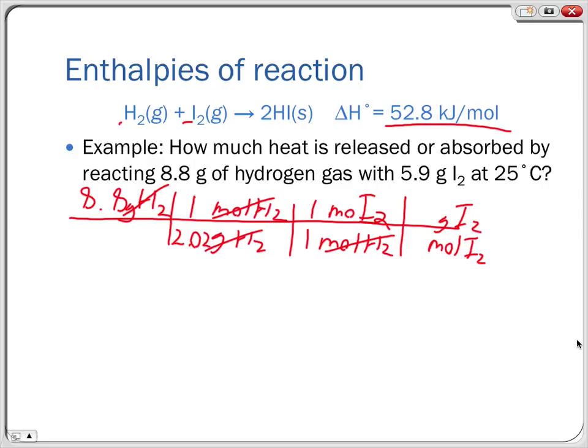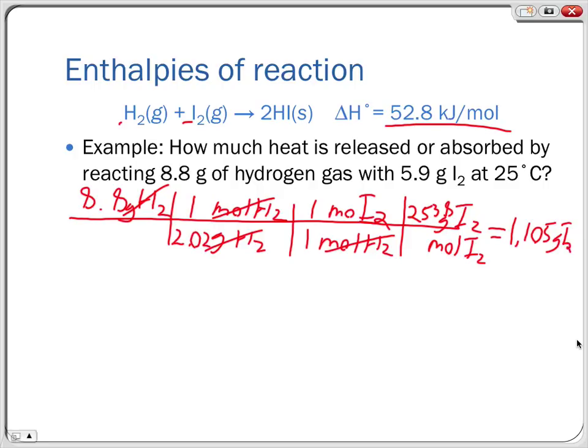So we have to look that up on the periodic table, and it ends up being multiplied by 253.8. And so now it's just a matter of doing the math here. This is definitely going to be a very large number. It ends up being 1,105 grams of iodine, of I2.